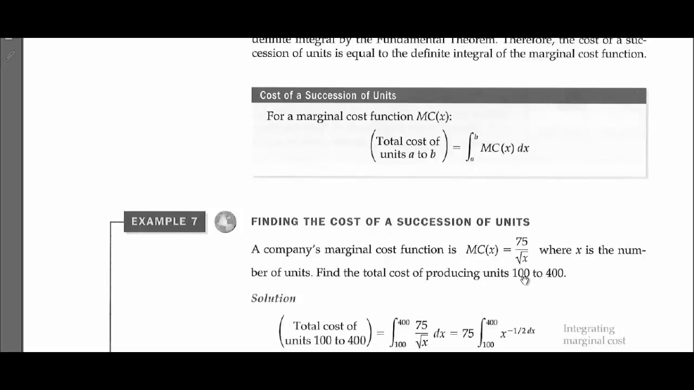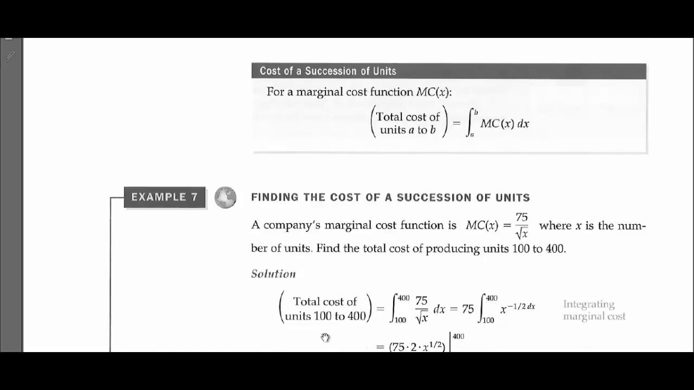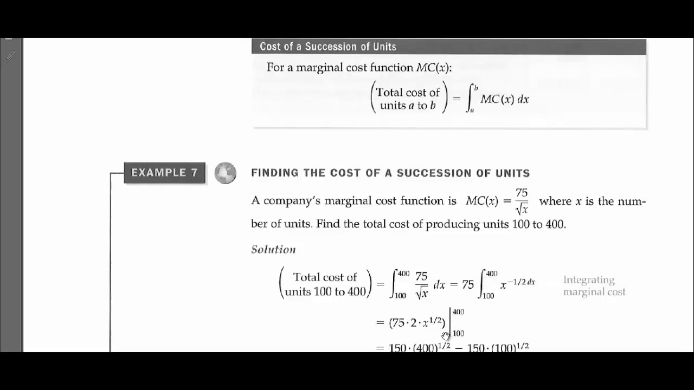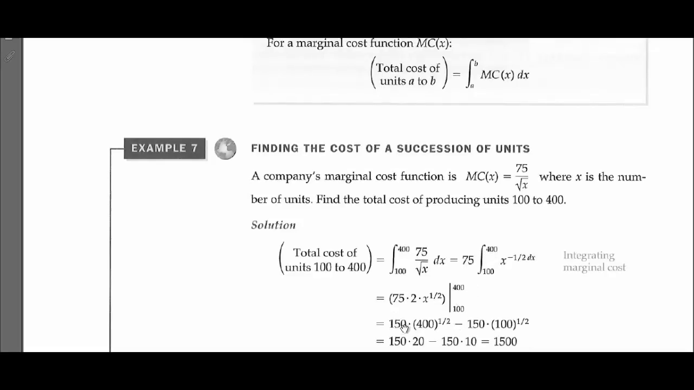Okay, x goes from 100 to 400. So let's look at this. You'd write the integral from 100 to 400 f of x dx. Now how can I make the integration easier here? This is x to the negative 1/2, right? So you leave that 75 alone, add 1 to the exponent, negative 1/2 plus 1 is 1/2, divide by 1/2, which is multiplying by 2. Evaluated from 100 to 400. 75 times 2 is 150, then you plug in 400 to the 1/2 minus 150, and then you plug in 100.